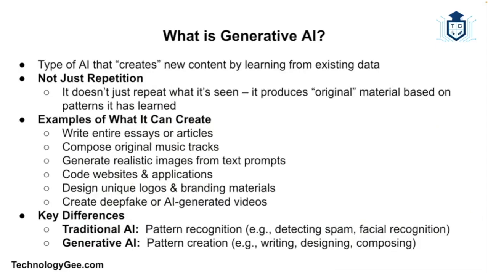Let's begin by asking, what is generative AI? Well, let's go ahead and keep it simple. Generative AI is a type of artificial intelligence that creates new content from data it has learned. We're not talking about a machine repeating things it's seen before. We're talking about machines that can write entire essays, compose original music, generate realistic images, code websites, design logos, and create deepfake videos. And the key idea is it is creation, not just recognition. So while traditional AI is great at recognizing patterns, like identifying spam emails or faces in photos, generative AI takes it a step further. It uses those patterns to make something new.